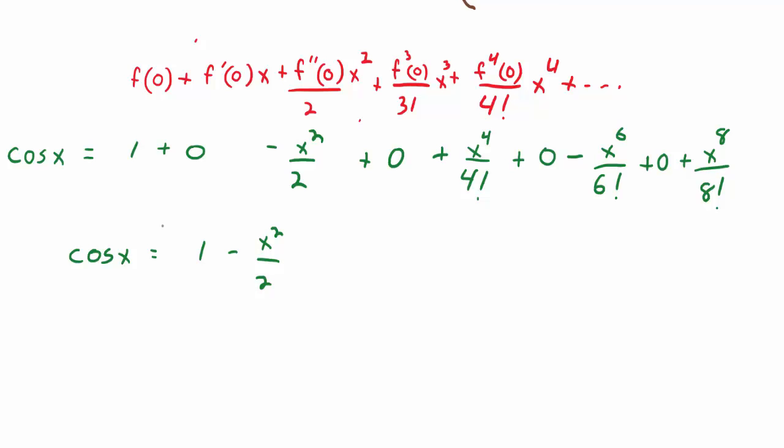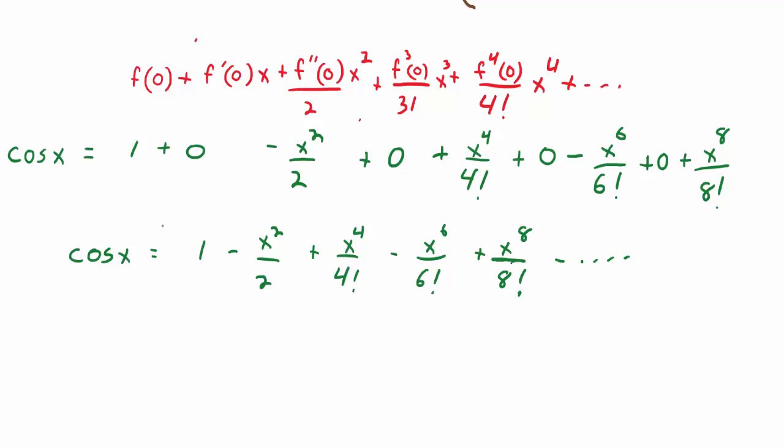So 1 minus x squared over 2 plus x to the 4th over 4 factorial minus x to the 6th over 6 factorial. I think we got it, right? I think we got the pattern. Plus x to the 8th over 8 factorial, and then I guess the next one would be minus, right? So minus dot, dot, dot.